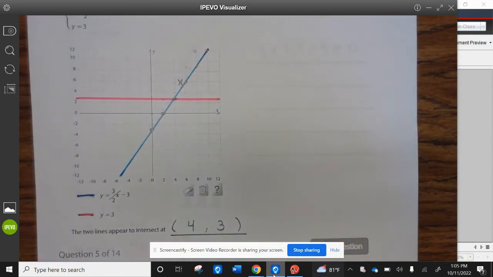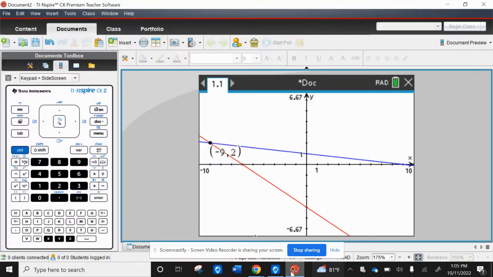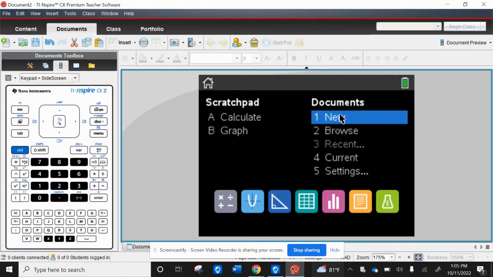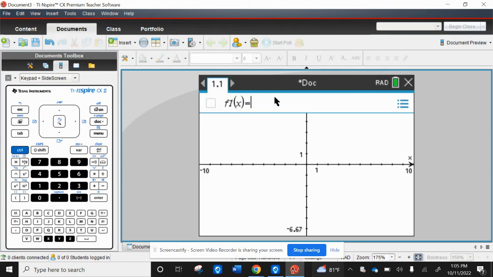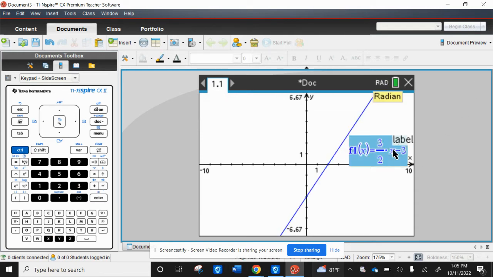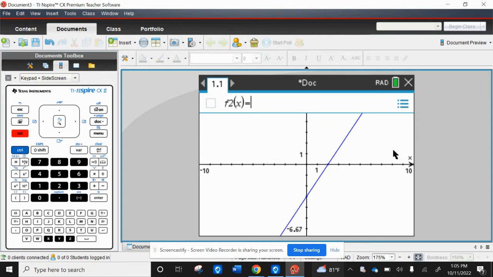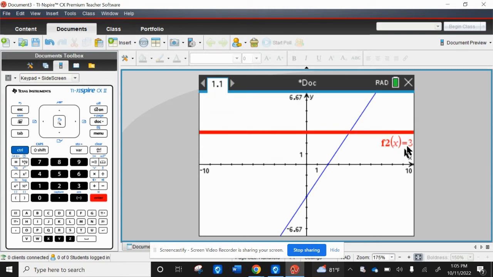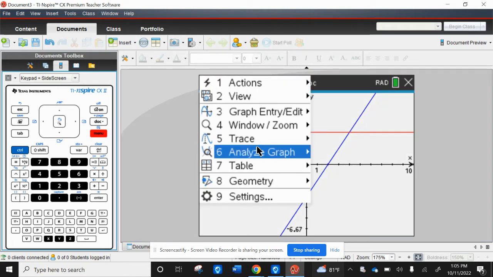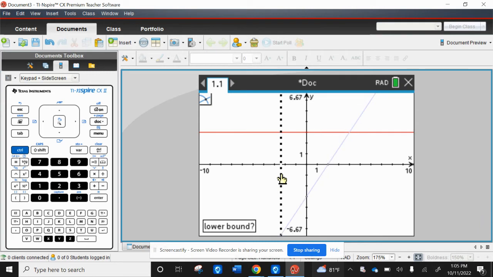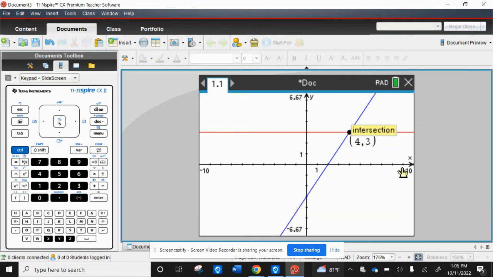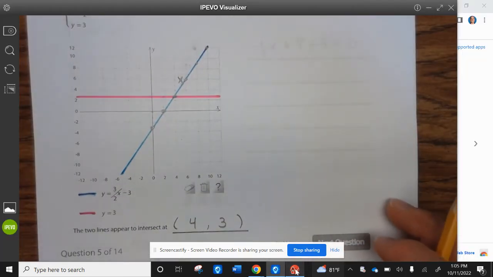All right. So now let's go to our calculator and check that solution. We're going to go to on, new document, no, add graph. We're going to graph 3 divided by 2x minus 3. And I'm going to delete the equation, get that out of the way, tab, and then y equals 3. Delete this equal. And then we're going to go to menu, analyze graph, intersection, click, drag across. 4, 3 verifies that is correct. All right, go and finish up that example.